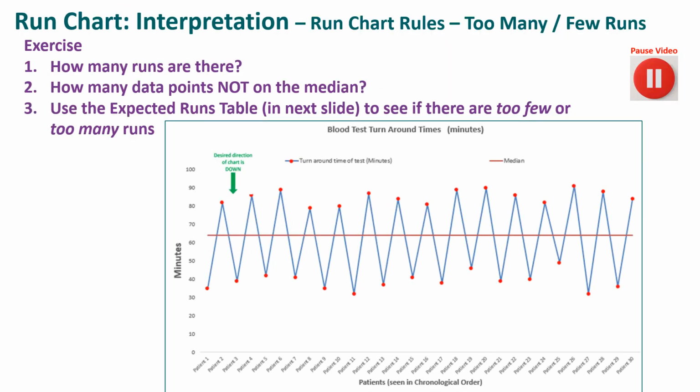Now it's over to you again. We're going to do another exercise. So just look at this chart and work out how many runs there are, and secondly, how many data points are not on the median line. So you can pause this video and then look at the expected runs table, which is on the next slide, to see if there are too few or too many runs.